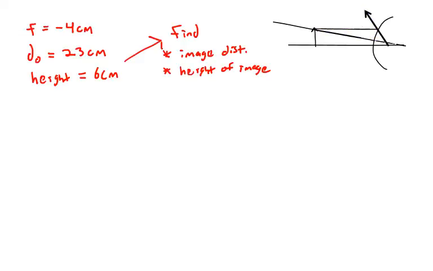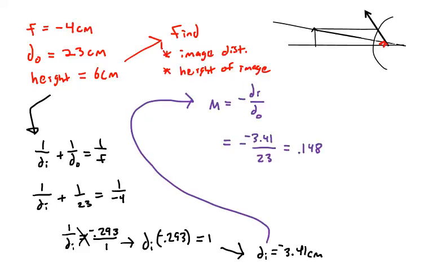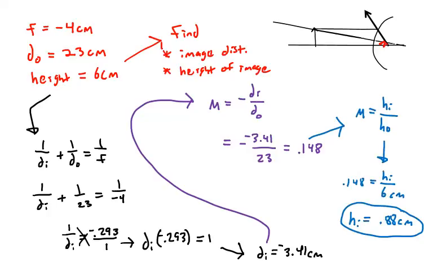Okay, so for the rays that we draw, we can draw the principal ray goes out, focal ray, center ray goes straight out, and then we trace them backwards, and the image is located somewhere back here, pretty small. We should get for DI 3.41 centimeters, for magnification 0.148, and a height of 0.88 centimeters.